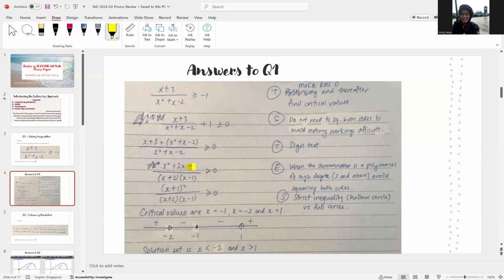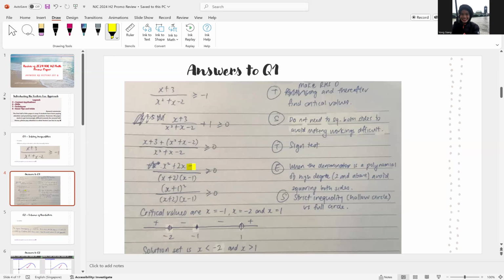Please watch out for this inequality, because it is going to determine whether you put a shaded circle or a hollow circle in your sign test later. After I make everything 0 and factorize what I needed, I'm going to find the critical values. Ladies and gentlemen, please pay full attention. Critical values are values of x that render the inequality either 0 or undefined.